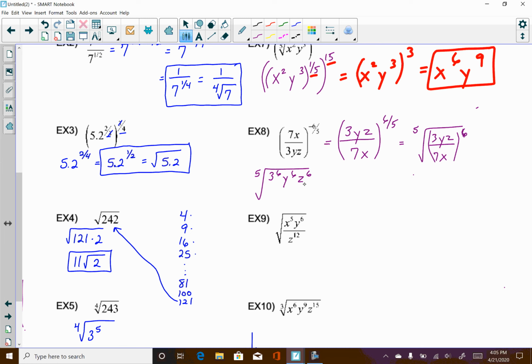Actually, I just thought of a better way. So let me just erase that last little step there. Okay, so I'm pretty sure you're tracking with me here that if it's all raised to the 6/5 power, then that's the same as the 5th root of all of that raised to the 6th power.